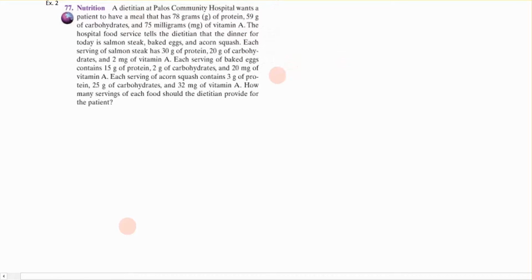Well, if I'm the dietitian, I know how many total grams of protein, carbohydrates, and vitamin A that I need. So I'm going to make kind of a table here, and this is going to be my total column. Now, I know how many total grams of protein, carbs, and vitamin A I need, so that's what I'm going to label as rows over here. So I have a row of protein, a row of carbs, and a row of vitamin A.